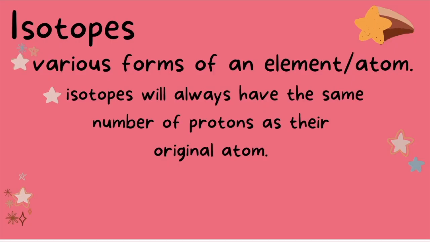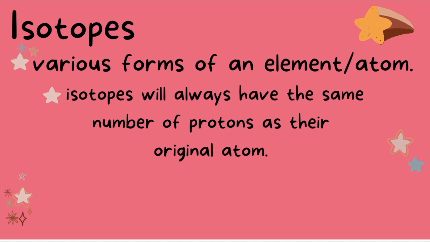We know that the number of protons is the signature of each atom. Each atom will have a different number of protons. So carbon will always have 6 protons, oxygen will always have 8 protons, hydrogen will always have 1 proton, and so on. So all isotopes of the same atom will always have the same number of protons.